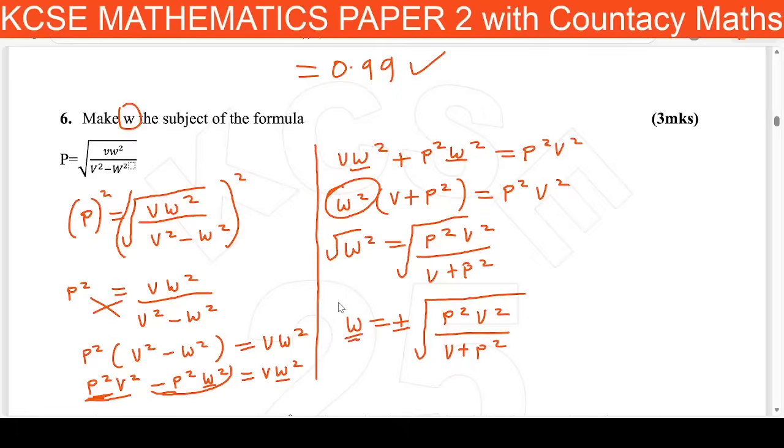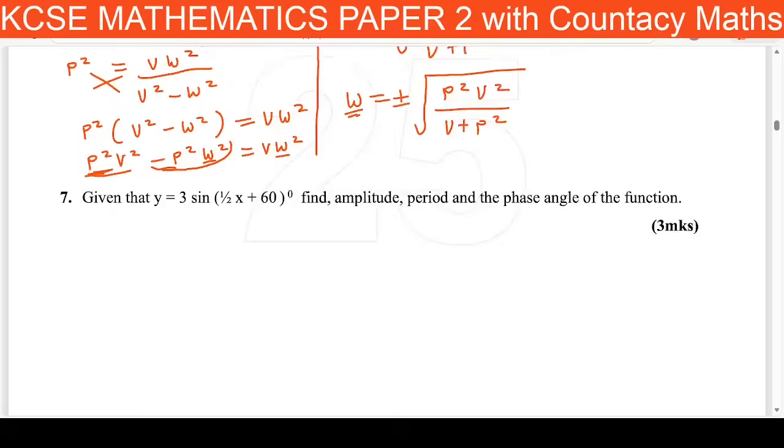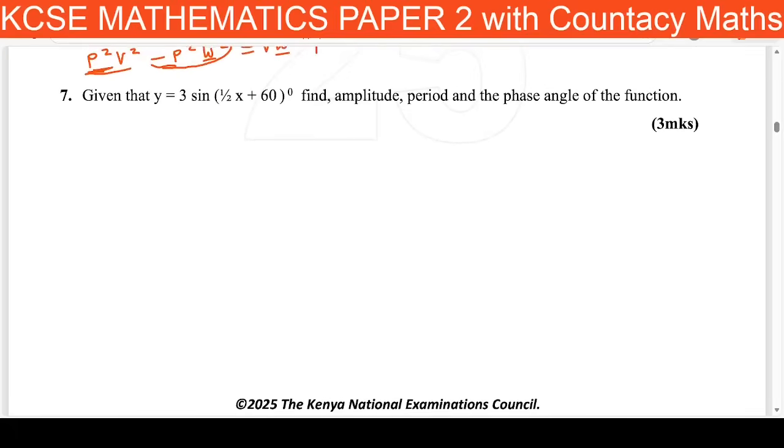And also, there is another important element that was being tested over here: whether you know that the square root of a number is always equivalent to plus or minus that number. Therefore, it's important to understand that and to be able to work that out.